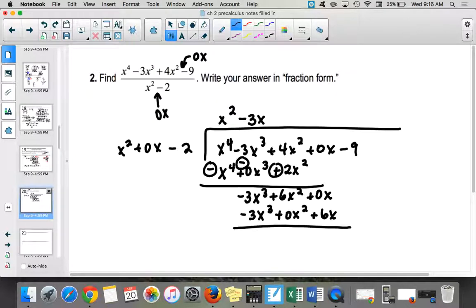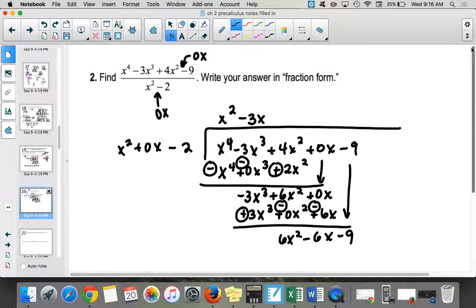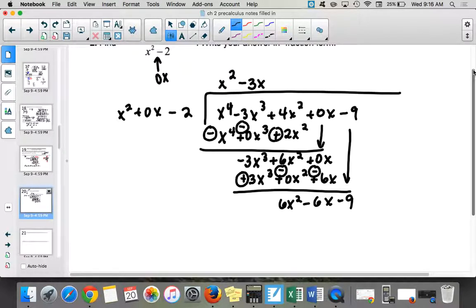We draw the line, and we change the signs. And we add straight down. So I get 6x squared minus 6x. And I drop that next term. So I get minus 9. And then I go one more time. So I say, what do I multiply x squared by in order to get 6x squared? So I need a 6.